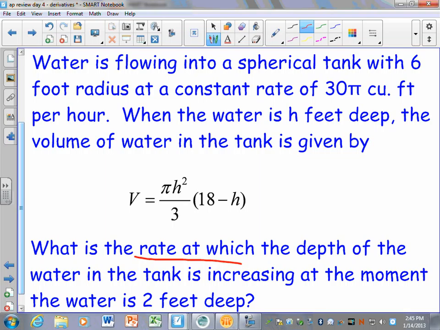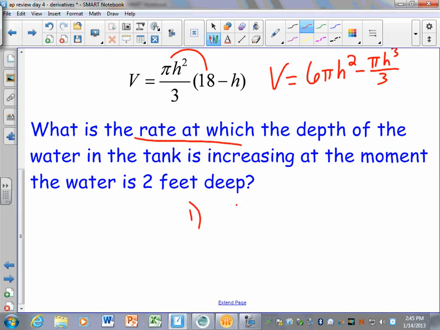Before I even do that, I'm going to simplify this. You don't have to. We could do the product rule here, but I'm just going to distribute this, and that would be 18 over 3, or 6 pi h squared minus pi h cubed over 3. You with me on that? That way I don't have to do the product rule later. So I'm going to kind of give you some steps on these.